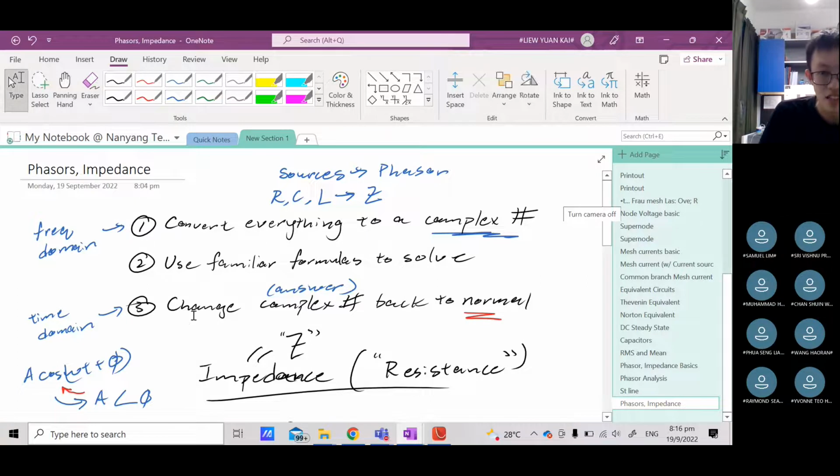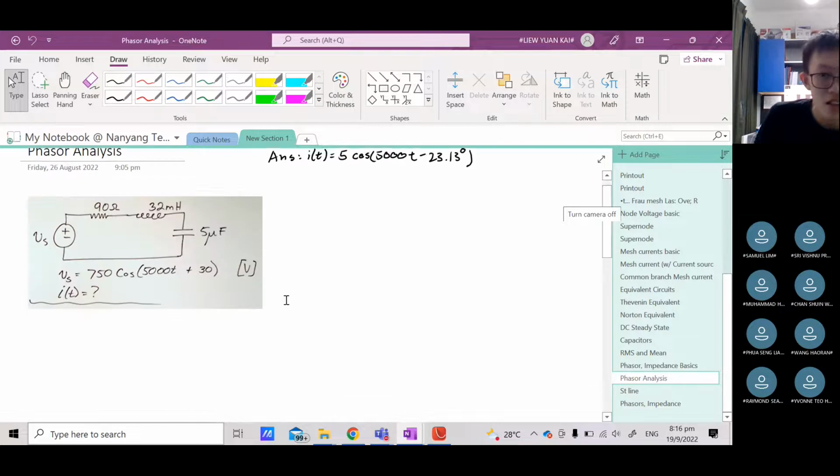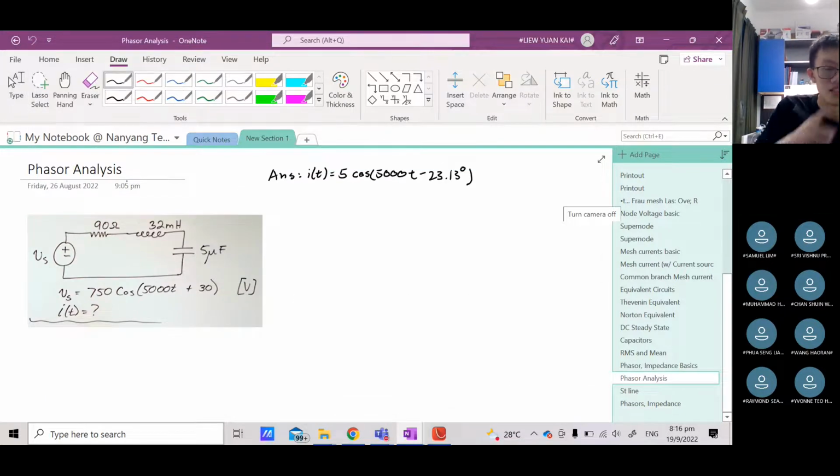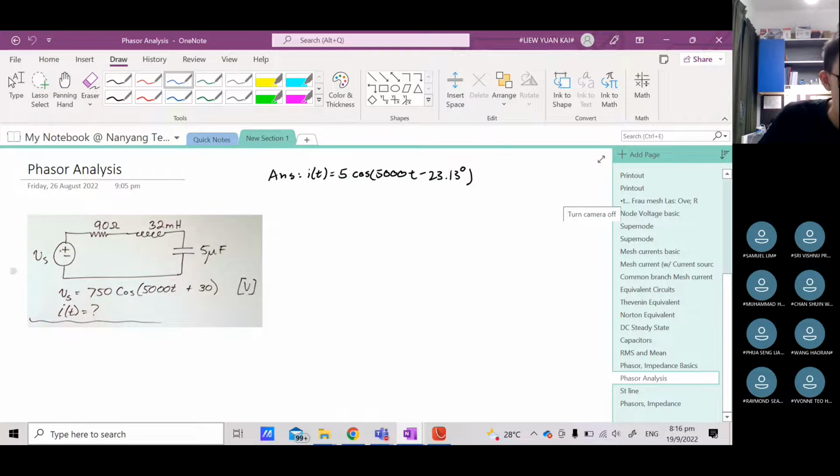With that being said, let's just start to do some examples. Let us try this. I will go through 2 questions and that will be the end of the day. So let's just see how simple this is. We're given this source, actually it's an AC source because you see it's cosine, right? So it's sinusoidal. So by right, I should denote it like this. And then we have a series arrangement of a resistor, an inductor, and a capacitor.